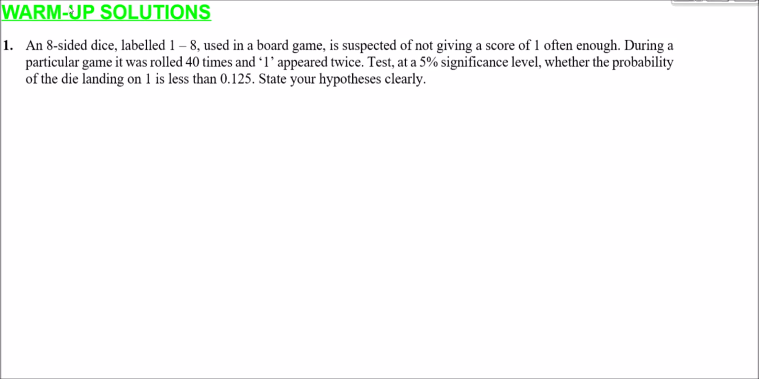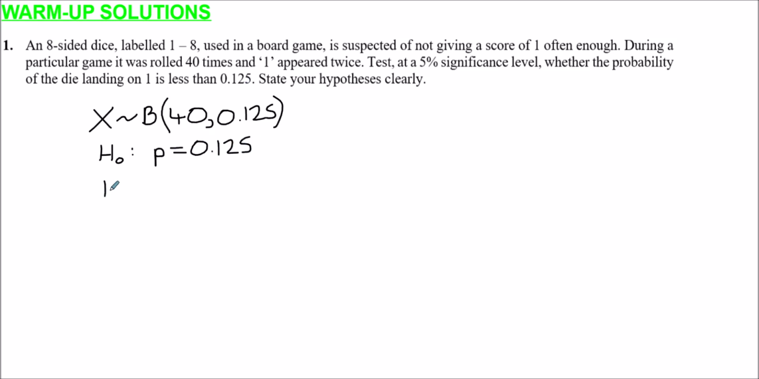State your hypotheses clearly. So what we can say here is if we let the distribution of dice rolls be big X, and this is the distribution of how many times 1 appears, then it's either going to be a number 1 or not. So it will be binomial. It's 40 throws in total, so it's going to be 40, and the probability of landing on a 1 is 0.125. So assume this to be the case via H0. H0, the null hypothesis, we're going to assume that the probability of landing on a 1 is 0.125.